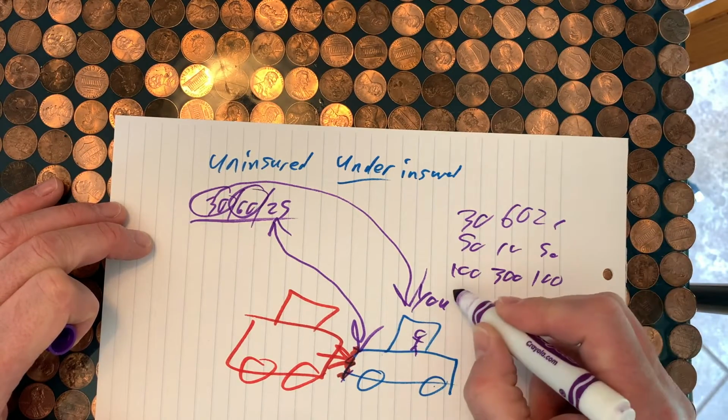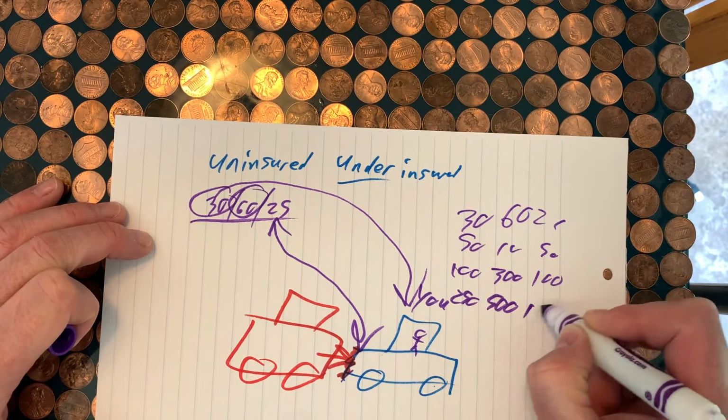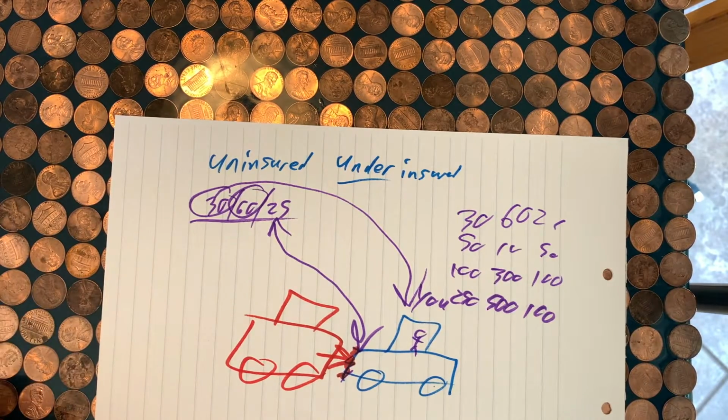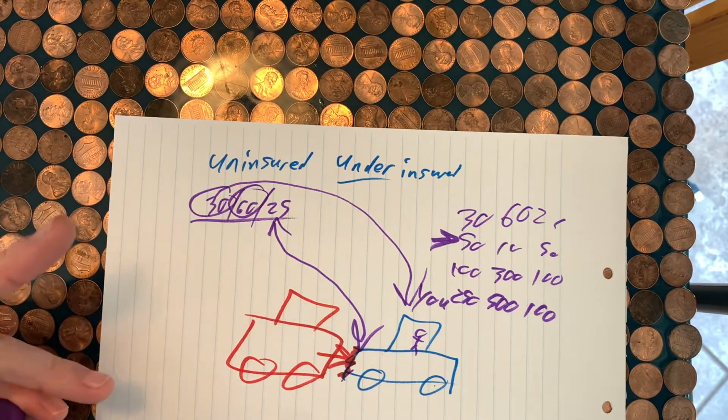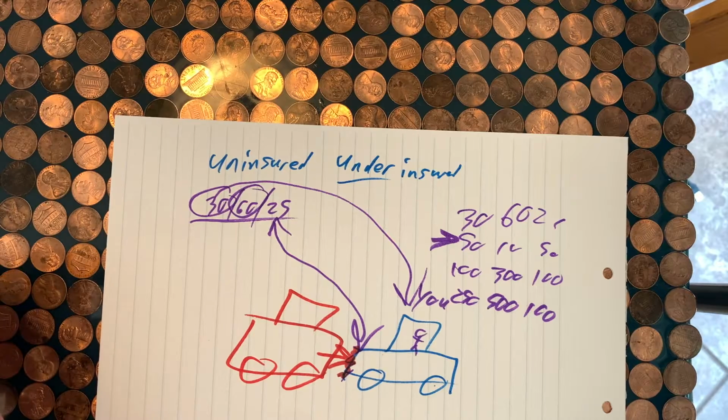Just like with liability, we have 30/60/25, 50/100/50, 100/300/100, which I'm a big fan of, 250/500/100, which I really like if you can afford it. And then, like we said in liability, that should be your minimum. And it should be your minimum for uninsured motorists as well. Doesn't have to be, but my feeling is if you are taking care of that other person on the road for, say, 50/150, I think you should be taking care of yourself for that same amount, 50/150.